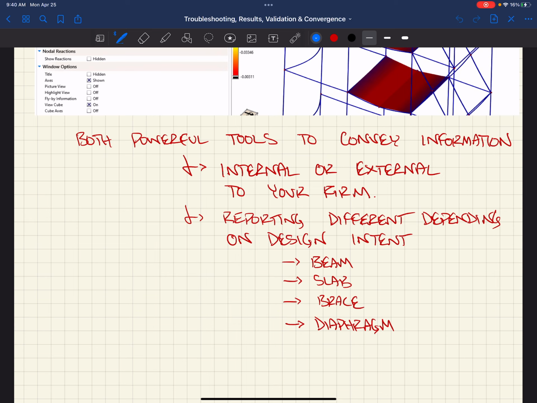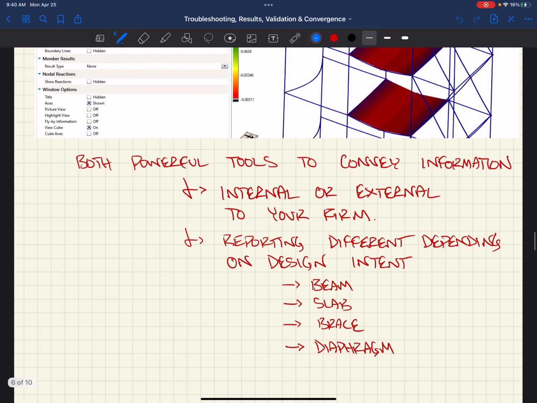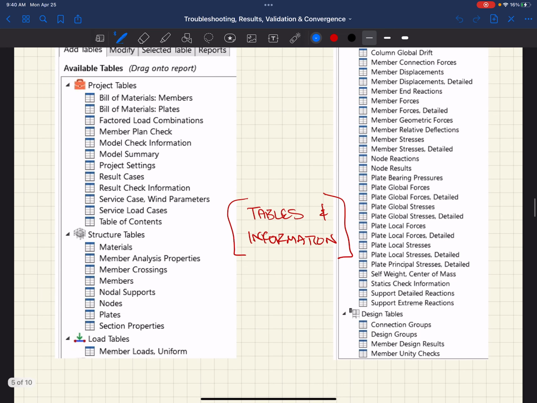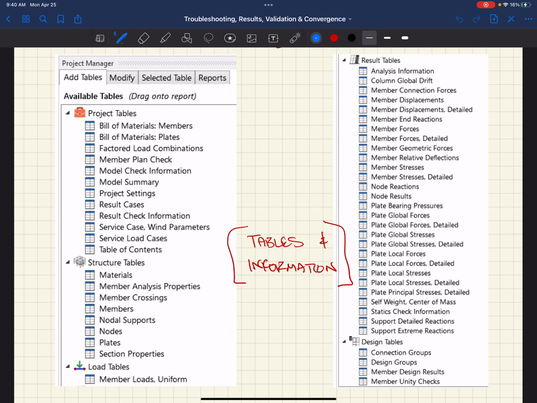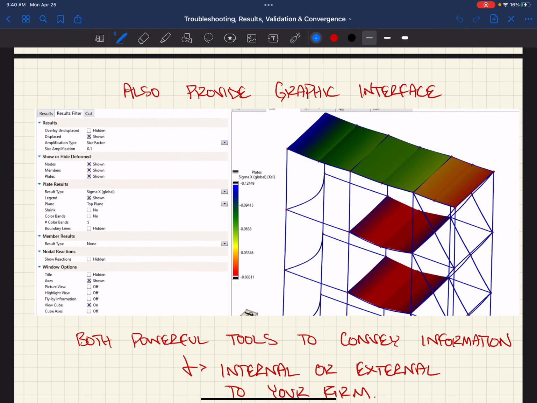Okay. And the way that we report these items is going to change depending on what type of member we're designing, right? If it's a beam or a slab or a brace or a diaphragm, all of those things affect which tables we really care about, okay? Or if we were going to show it in a graphic sense, what we care about also.